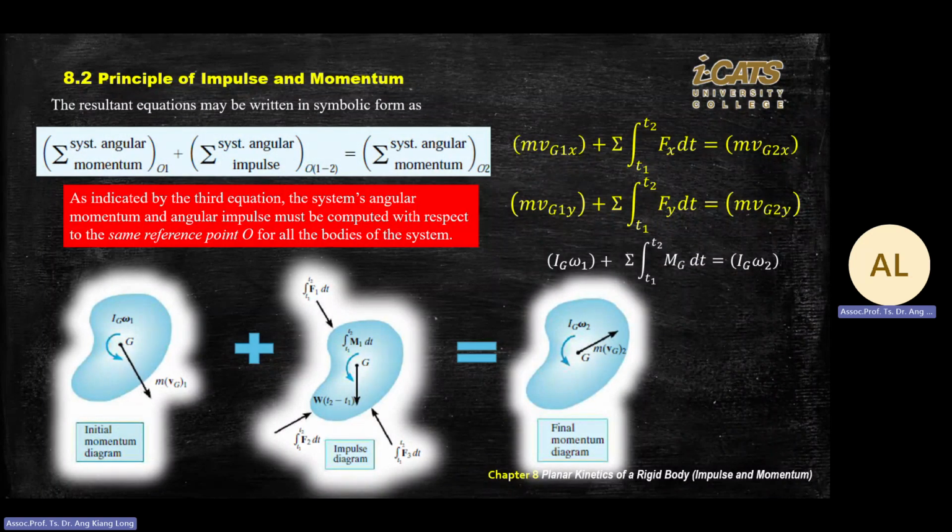So we have these three equations that you see on the screen here. If the question asks you for impulse and momentum, you need to use the yellow color equation, which is mv plus the integration of F dt equal to mv, broken into x and y. Then you have another equation, which is I omega plus the integration of M dt equal to I omega 2. So basically, you need these three equations to solve planar kinematics of rigid body.